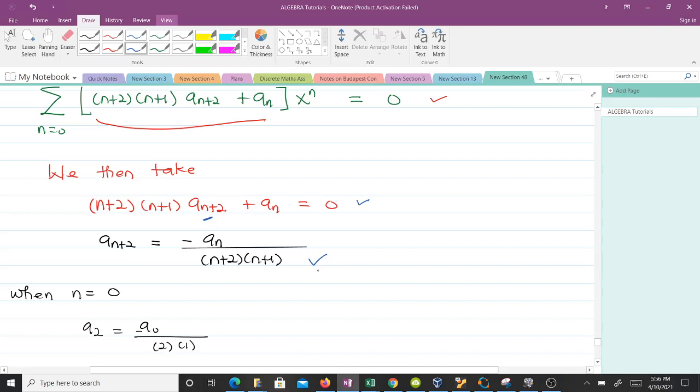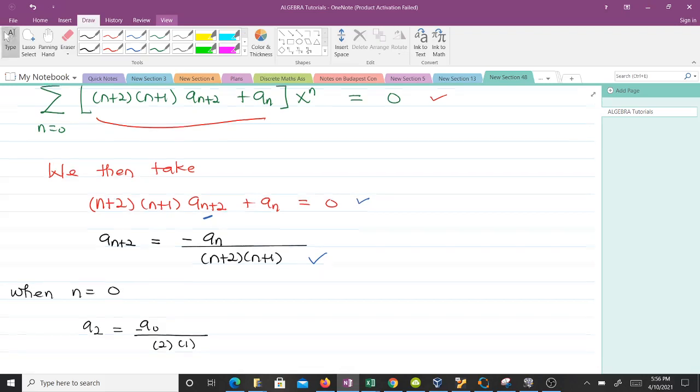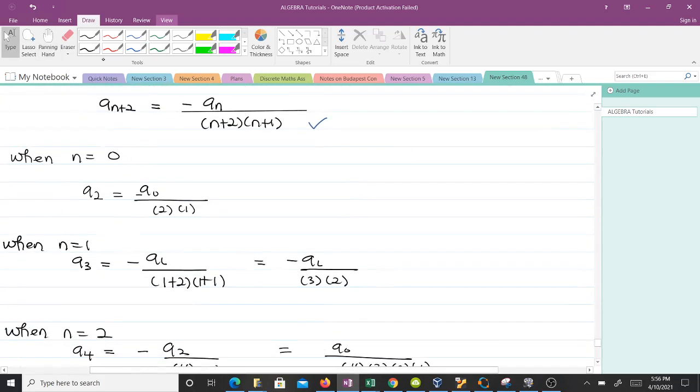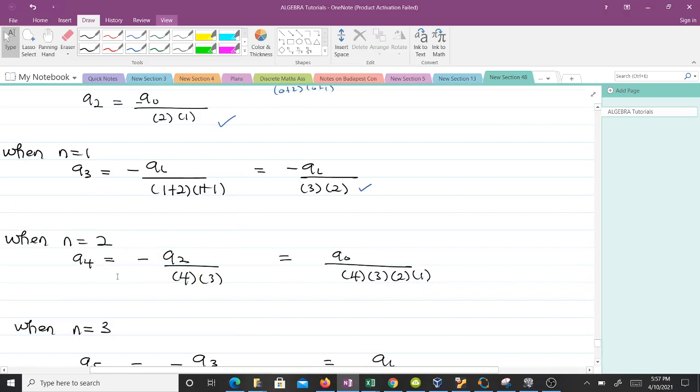So after we have this, then what we have to do is that we have to find various values for a depending on the values for n. So we start with when n is equal to 0. So when n is equal to 0, when we put that here, we'll get minus a naught over 2 times 1, because it will be 0 plus 2 and 0 plus 1. So we get a2 will be equal to minus a naught over 2 times 1. Then when n is equal to 1, so when you put n is equal to 1 here, we get a3 will be equal to negative a1 over (1 plus 2) times (1 plus 1), which will give us negative a subscript 1 over what you can see there. Okay, so when n is equal to 2, so we'll have this here. So you see, we can see we have negative a2 here, right?